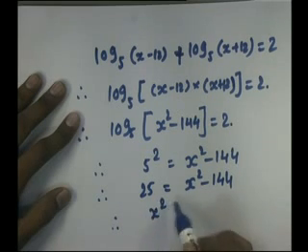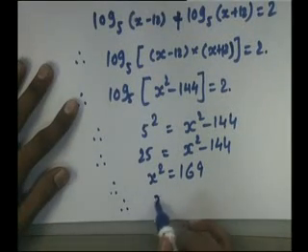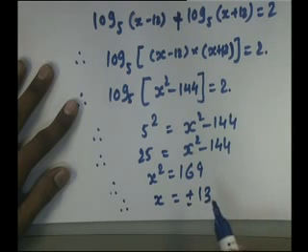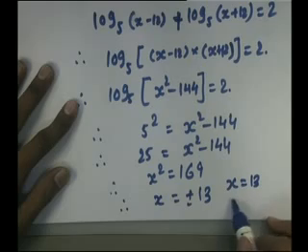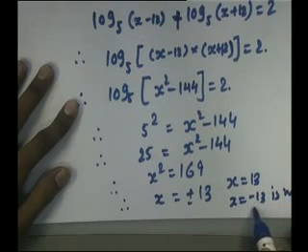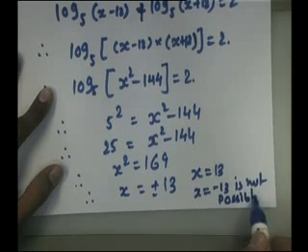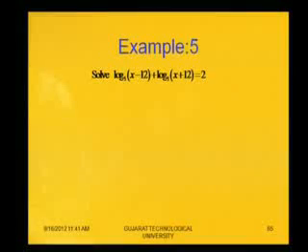So x square equals 169. So x equals plus or minus 13. Here we will consider x equal to 13, as x equal to minus 13 is not possible, as the argument must be positive. Now we will discuss on presentation.